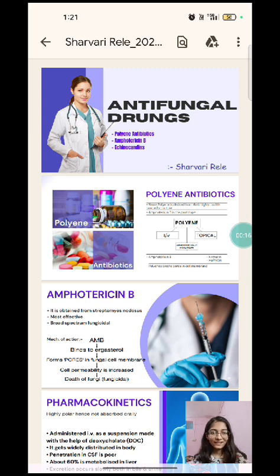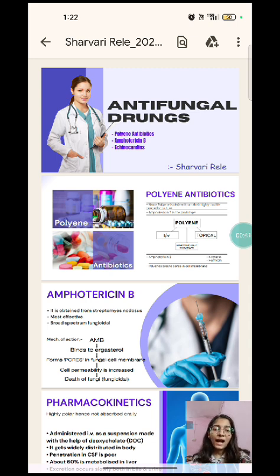So let's get started. Polyene antibiotics. As the name suggests, poly refers to multiple and ene means double bond. Thus, the name polyene is derived from their highly double bonded structure. Amphotericin B, nystatin, and hemicin are the polyene antibiotics. Amphotericin B is the prototype drug.